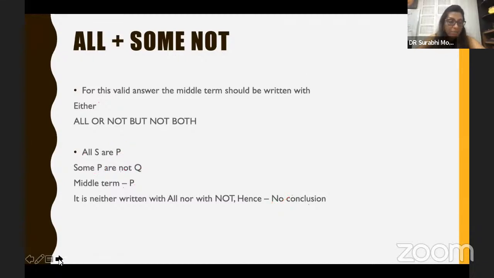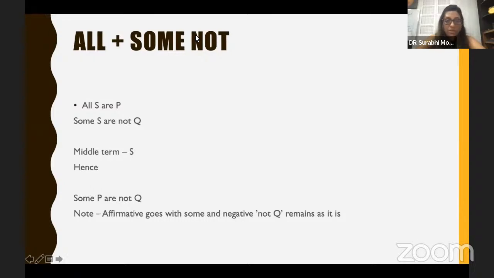Now let's check another case. So there are 4 cases, so just be patient. The middle term is S. It's written with all, right? So it's distributed. That means we can get an answer. Let's remove the middle term. The answer will be some P are not Q. Simple.